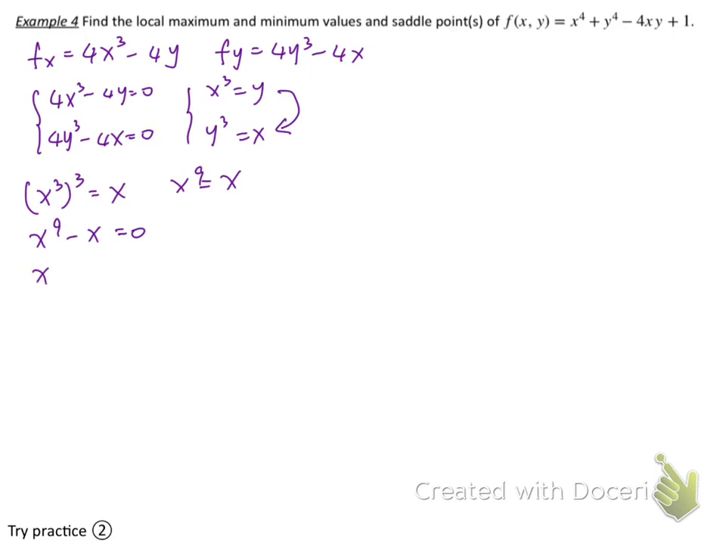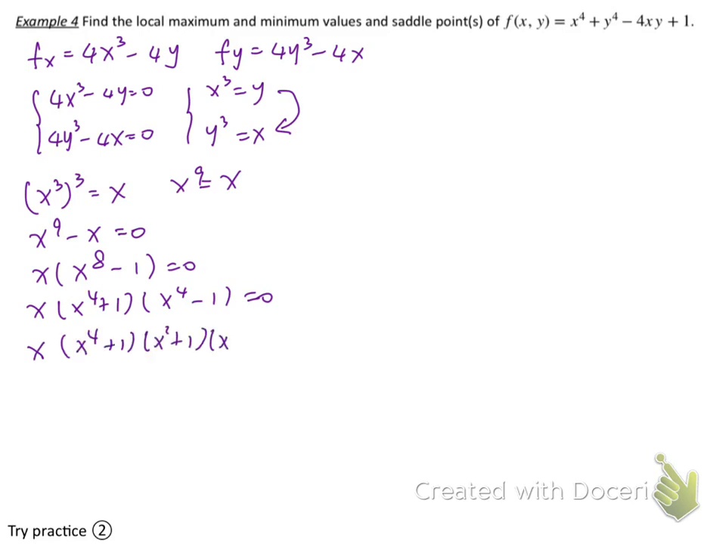Factor it: x times (x^8 minus 1) equals 0. This is a difference of squares. x^4 plus 1, x^4 minus 1 equals 0. Another difference of squares. So x^4 plus 1, x^2 plus 1, x^2 minus 1 equals 0. Another difference of squares. x times (x^4 plus 1), (x^2 plus 1), (x plus 1), (x minus 1) equals 0. Zero product property.